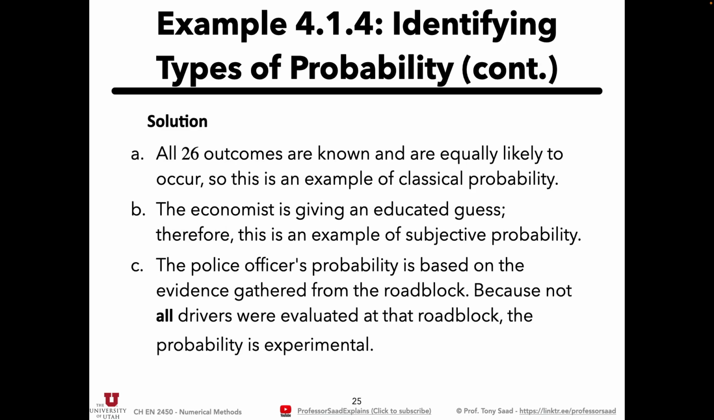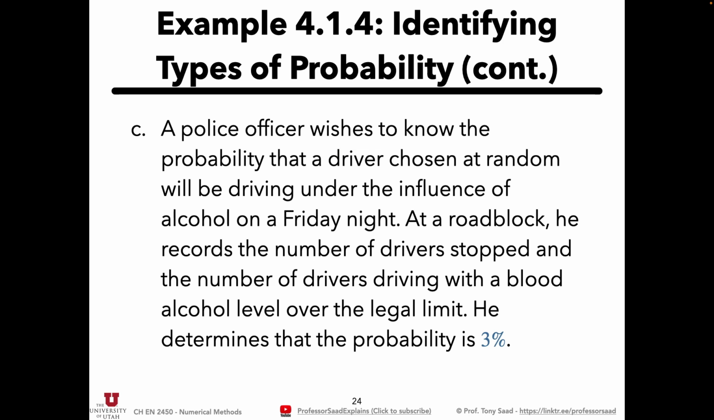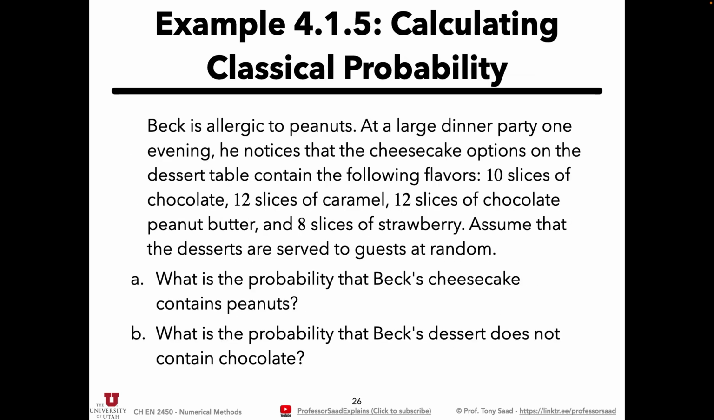Okay. All right, so let's run through some more examples. Beck is allergic to peanuts. And at a large dinner party one evening, he notices that the cheesecake options on the dessert table contain the following flavors. There's only cheesecake at the table. There's 10 slices of chocolate, 12 slices of caramel, 12 slices of chocolate peanut butter, and 8 slices of strawberry. Assume that the desserts are served to guests at random.